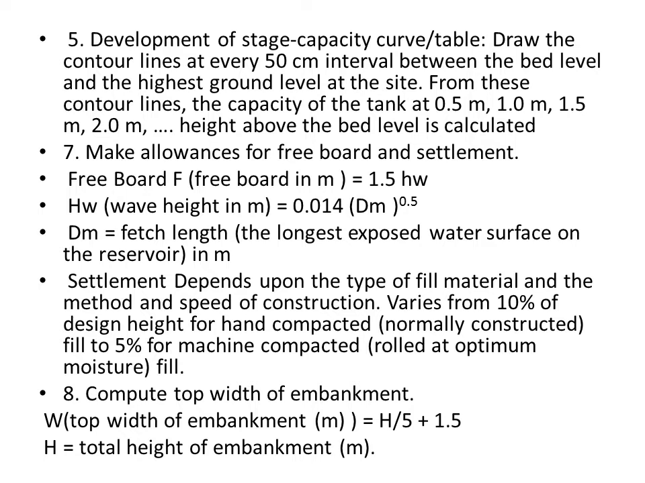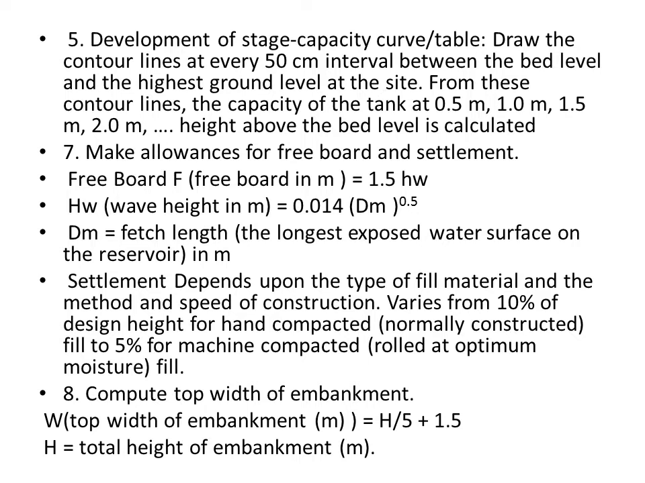Then you develop the stage capacity curve or table. Stage capacity curve is the depth of the water column and the capacity of the water stored at that particular height or depth of the water. Draw the contour lines at every 50 centimeter interval between the bed level and the highest ground level at the site. So you have to prepare a contour map with a 50 centimeter interval right from the bed of the nala to the banks or the highest point of the ground level.